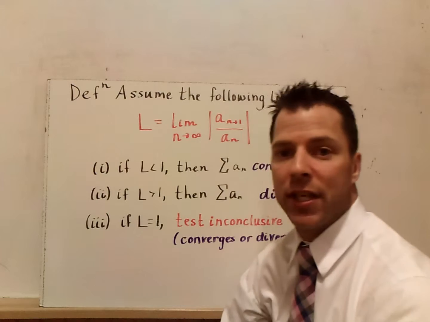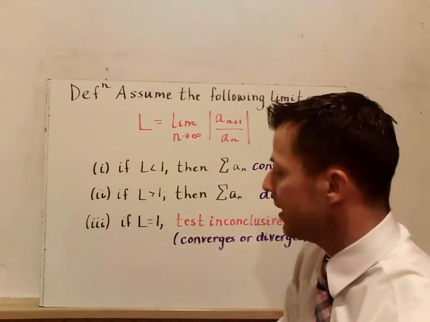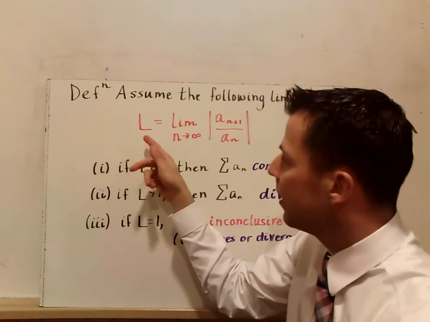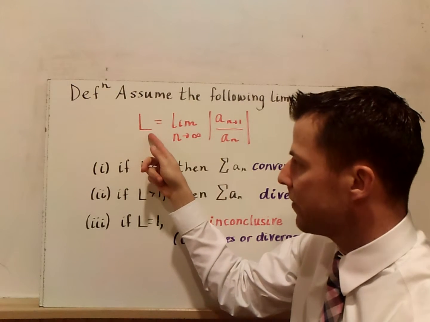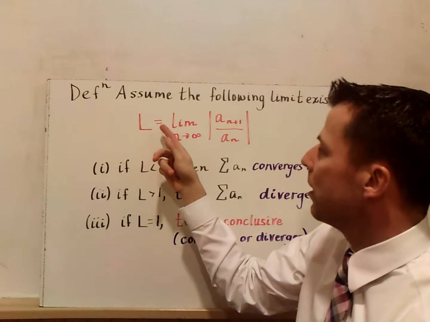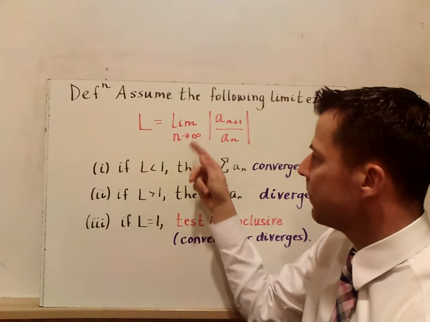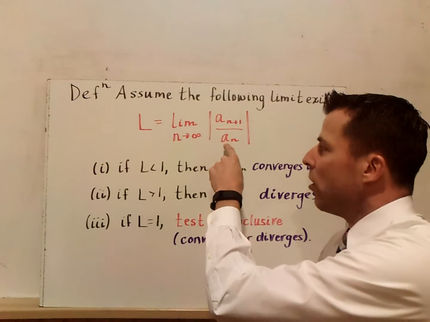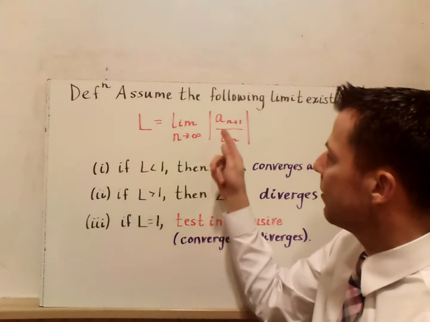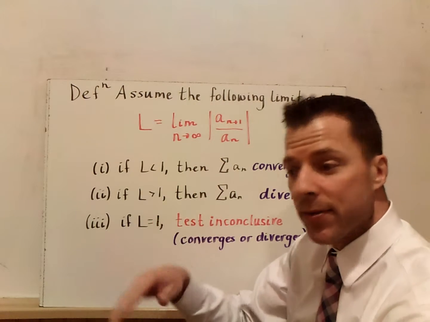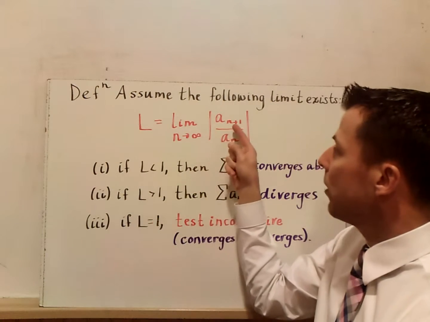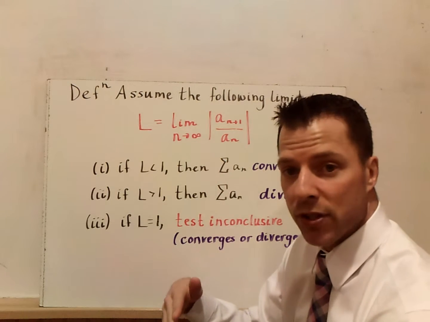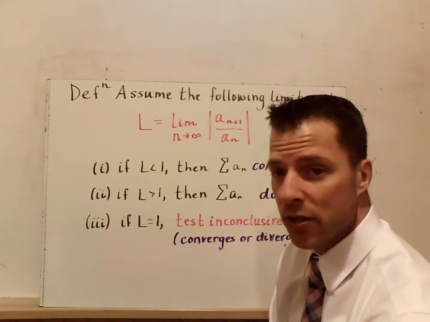So the definition of the ratio test is the following. L, and you can use different variables. I'm just going to use L here. It depends on the text, so don't be surprised if you see some other variable. The limit L equals the limit as n approaches infinity of the absolute value of your function at n plus 1 over the original function. So the idea here is you're going to get an a sub n, something to start with, and then you're going to plug in n plus 1 for n, and then you're going to divide it by the original function.